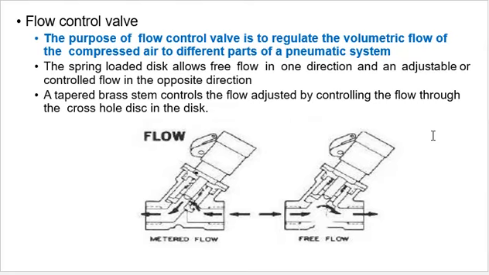Next is the flow control valve. The purpose of the flow control valve is to regulate the volumetric flow of the compressed air to different parts of the pneumatic system. The spring loaded disc allows free flow in one direction and adjustable or controlled flow, or we can say metered flow, in the opposite direction. So here the metered flow is there. Some restriction is there due to the adjustable spring and the screw. Here there is no metered flow, so the free flow is there. If I am controlling the speed of the actuator, we need metered flow, and we can set the speed of the actuator as per the application.